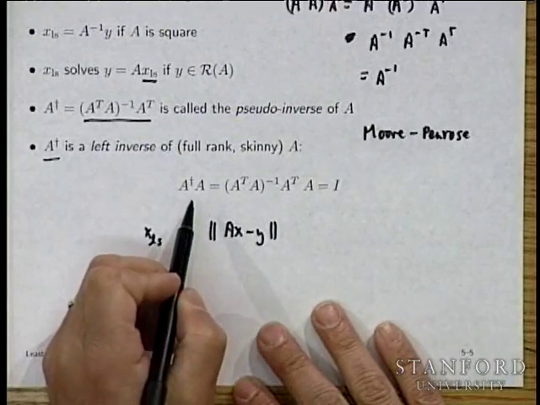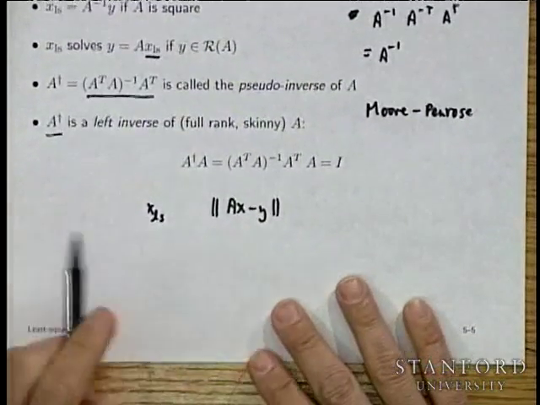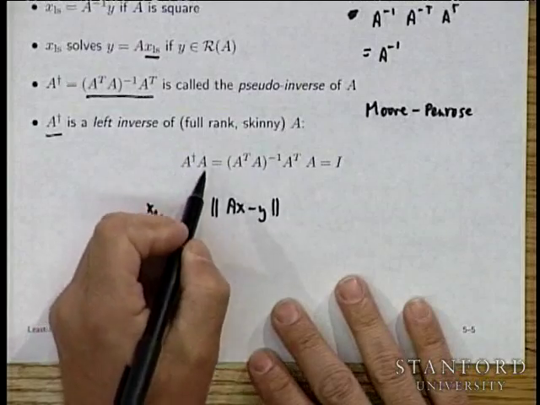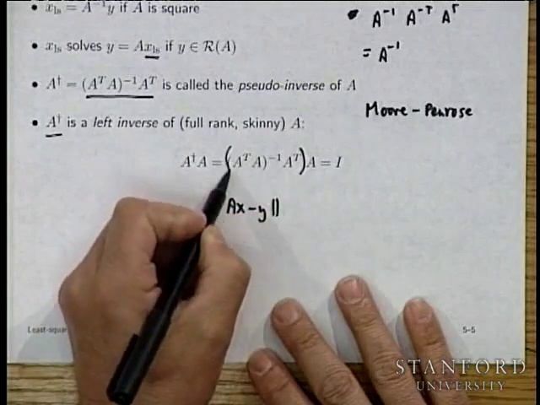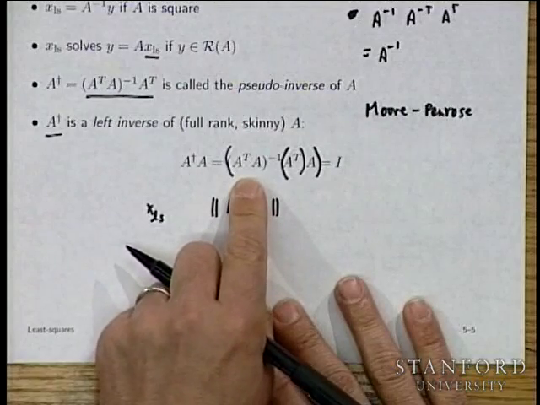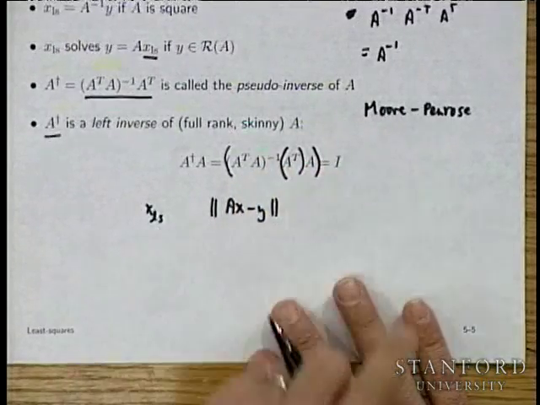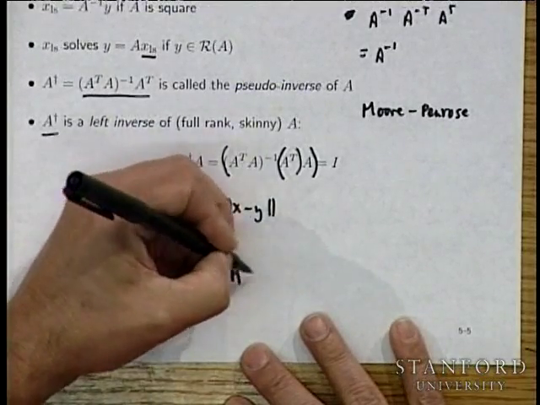It is a left inverse of a full rank skinny matrix. So if you work out A dagger A, that's (A transpose A) inverse times A transpose, that's A dagger, times A. And I reassociate this way, and I see (A transpose A) inverse times (A transpose A), that's the identity. So you have the following. It is a left inverse of A.